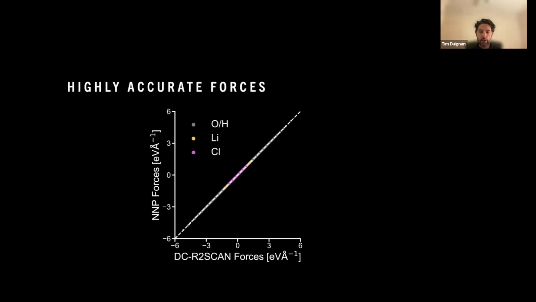And this is the nice thing about neural network potentials. You always have this kind of ground truth that you can go back to and compare with and just check, okay, am I doing a good job predicting the forces in this case, in this new situation?